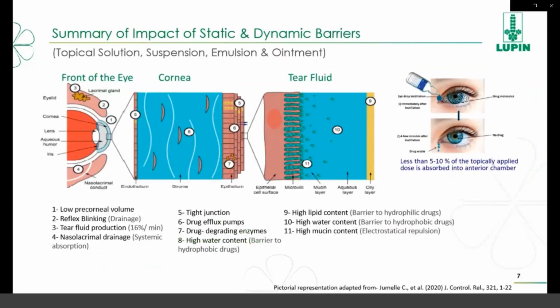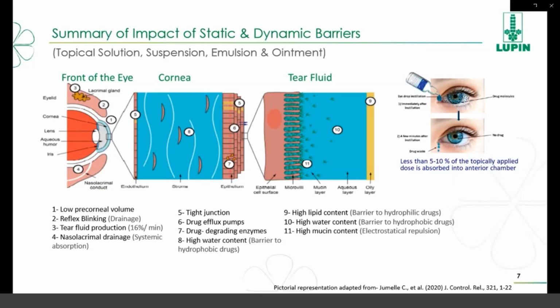Based on the discussion so far, let's summarize the impact of some of the static and dynamic barriers associated with tear fluid and cornea on commonly employed topical ophthalmic formulations. Reflex blinking and rapid tear turnover result in drainage of the formulation from the cul-de-sac, which is an unproductive loss of the administered formulation. Whereas drainage of the formulation into the nasolacrimal duct may result in systemic absorption, causing unwanted side effects, especially with steroid or beta blocker like formulations.